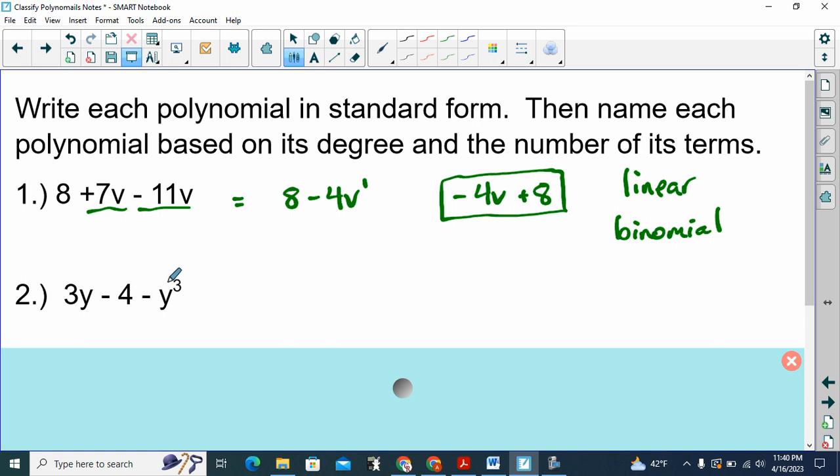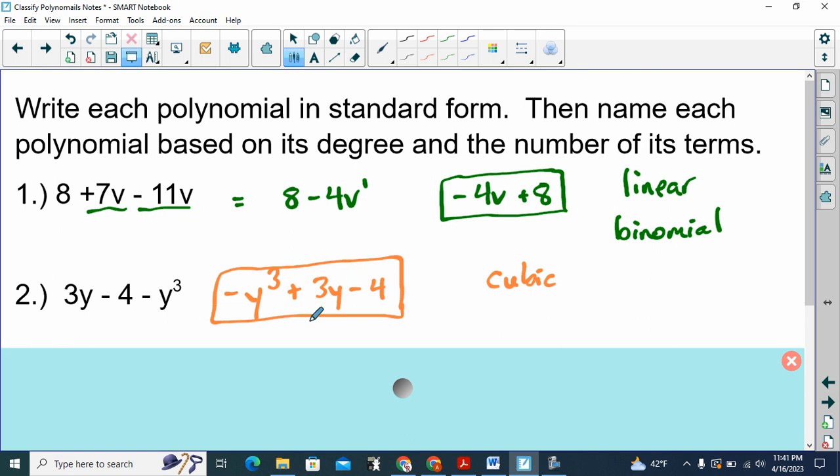Biggest exponent is 3, so I'm going to write this term first. The negative sign with the y cubed stays with the y cubed. That's my biggest exponent. The next biggest exponent is 1. That's a positive 3y, so plus 3y. And then I've got my minus 4 right here. We are in standard form. The degree is 3. That is a cubic function. And there are 3 terms, so it is a cubic trinomial.